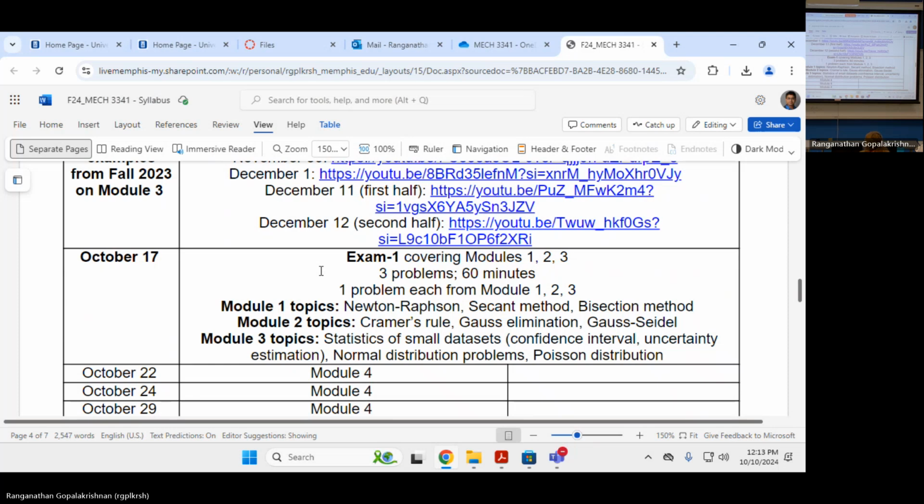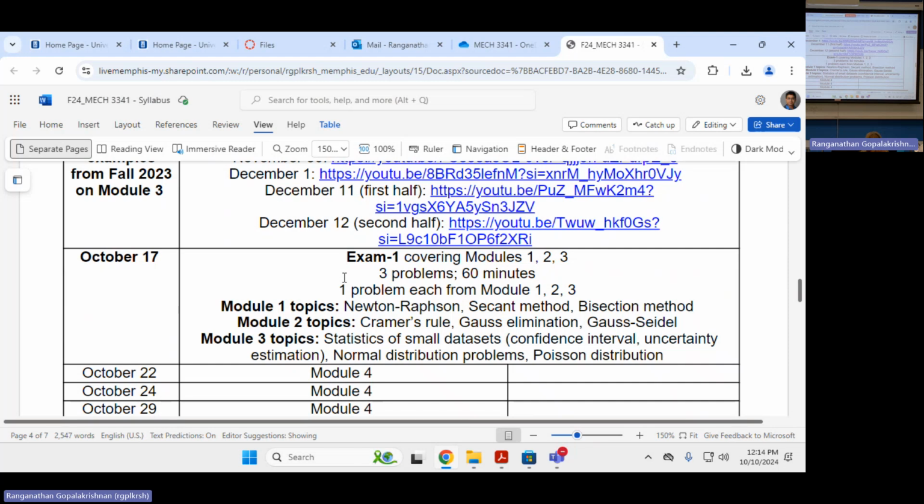Coming to exam 1, we are going to have 3 problems for 60 minutes, about the same ratio of time you're going on so far. These are the topics that will be covered in the exam. For each module, I've given 3 topics: Newton-Raphson, secant, bisection method. My hope is, by the end of this course, at least you'll be familiar with these. And if you want, you can learn more. You should be able to make the bridge.